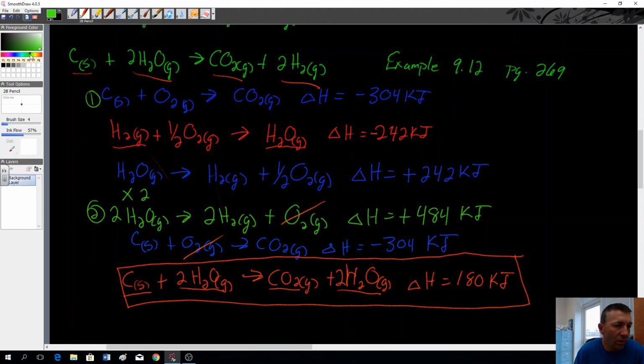Now, if the question just says what is the enthalpy change, then that is the answer to the enthalpy change right there. And this is how you do problems with Hess's law.